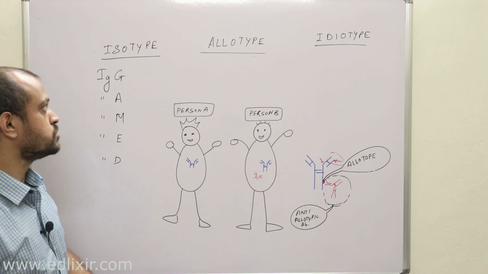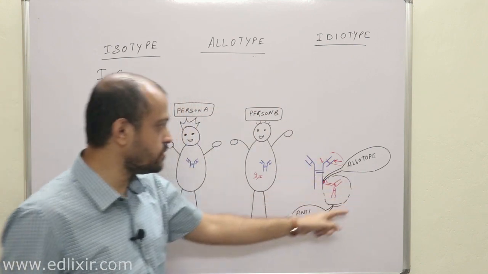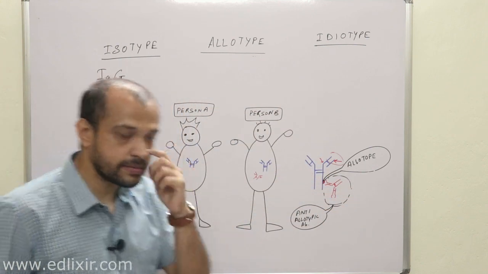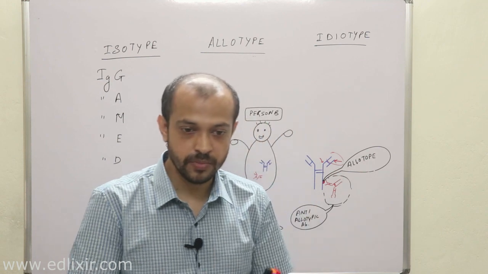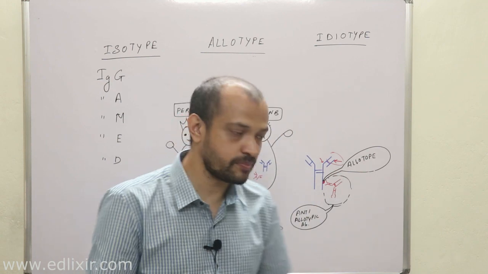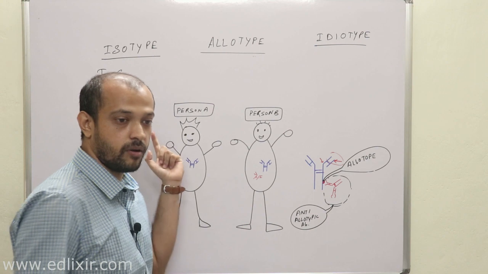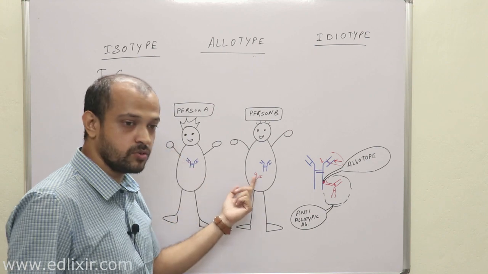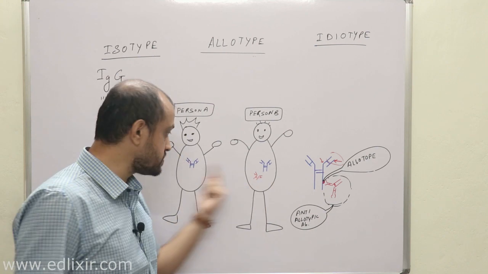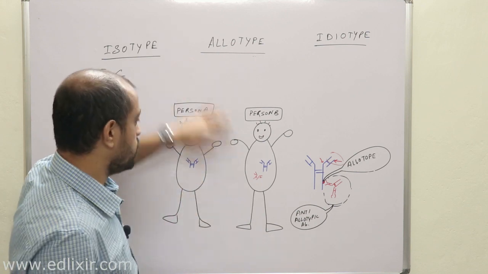Okay, so you now know what is allotype. Allotypes are antibodies which are produced when an antibody is introduced into another person of the same species, or into an organism of the same species, right? So this is allotype.